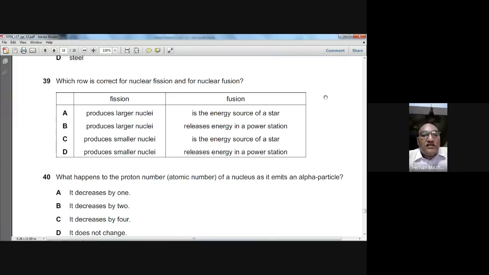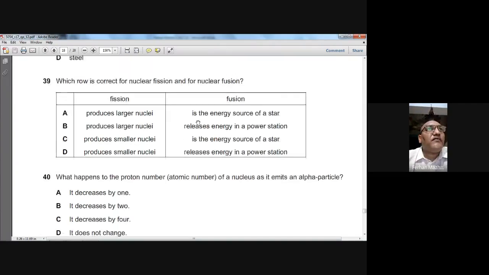In fusion, small nuclei like hydrogen come and join and fuse into each other and make a large nucleus. Fusion is taking place on the sun and on stars. So C looks the right option. Fission produces smaller nuclei and fusion is the energy source of stars. C is the choice. Question number 39, C is the choice.